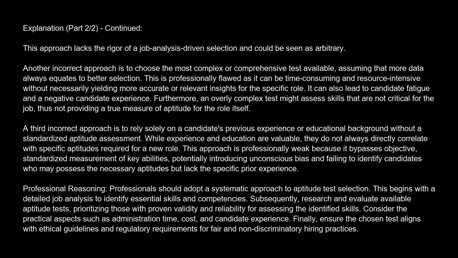Professional reasoning. Professionals should adopt a systematic approach to aptitude test selection. This begins with a detailed job analysis to identify essential skills and competencies. Subsequently, research and evaluate available aptitude tests, prioritizing those with proven validity and reliability for assessing the identified skills. Consider the practical aspects such as administration time, cost, and candidate experience. Finally, ensure the chosen test aligns with ethical guidelines and regulatory requirements for fair and non-discriminatory hiring practices.